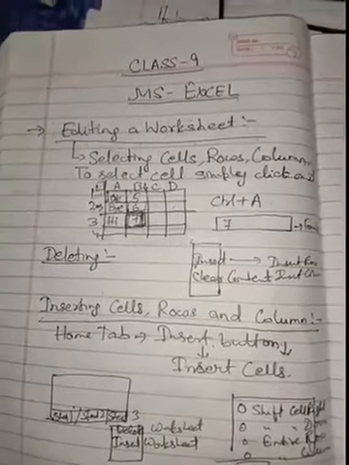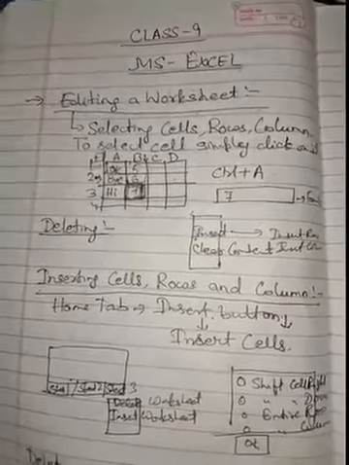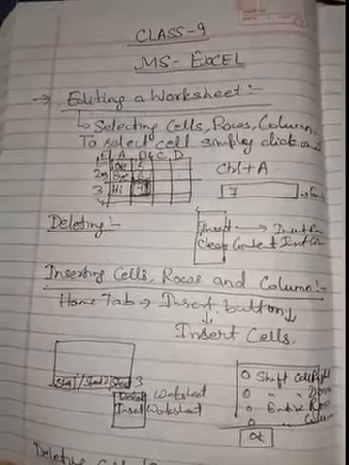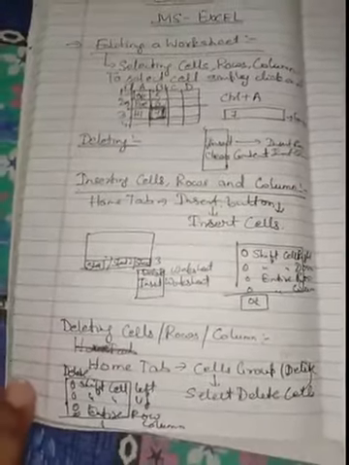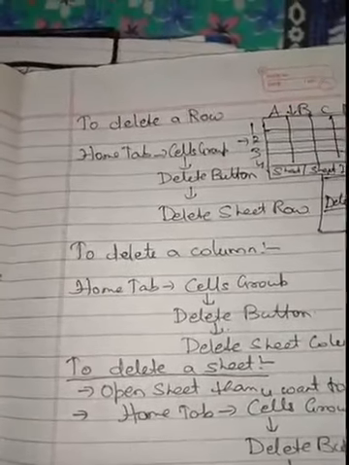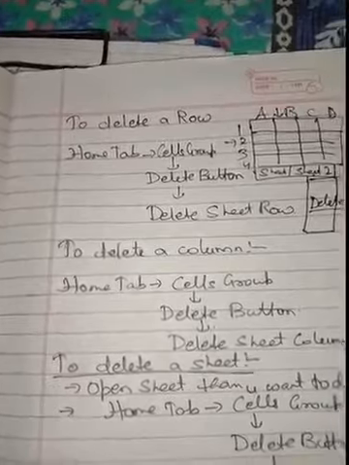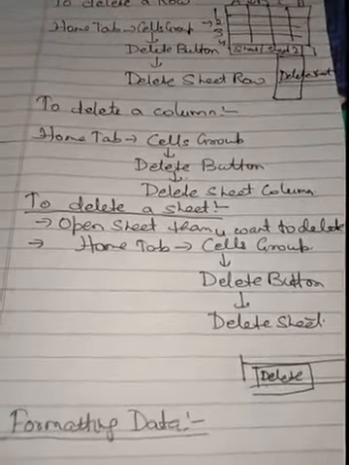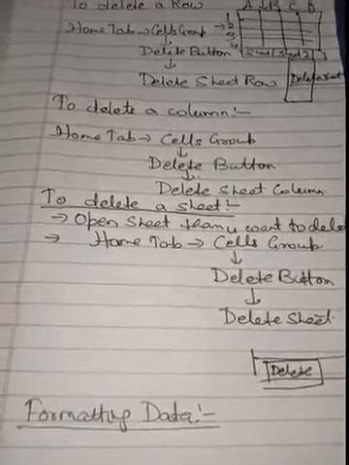So in this video, what are the topics that we have discussed? We have discussed editing a worksheet: how we can select cells, rows, columns; inserting cells, rows and columns, and how we can insert a single cell, a row or column; deleting cells, rows and columns, how we can delete a cell, a row and column; the different steps taken to delete a row, column or a worksheet; and what is formatting data. These were some of the topics that we have discussed in this video.